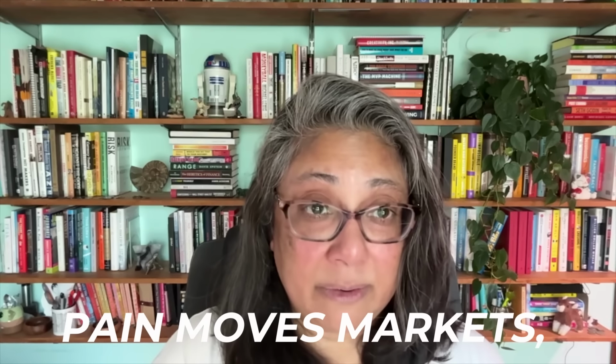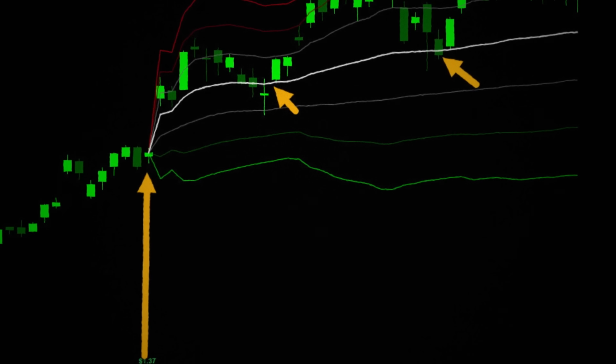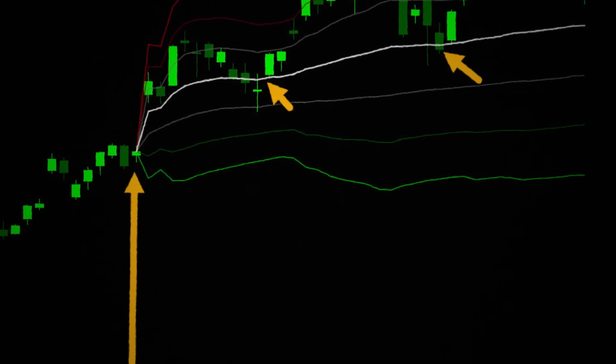Pain moves markets. Comfort, profitability, it offers patience, stagnation. When you start reading the market through the lens of positioning, who's losing and who's winning, a whole layer of price behavior that used to feel invisible or even random starts to become visible and makes sense.